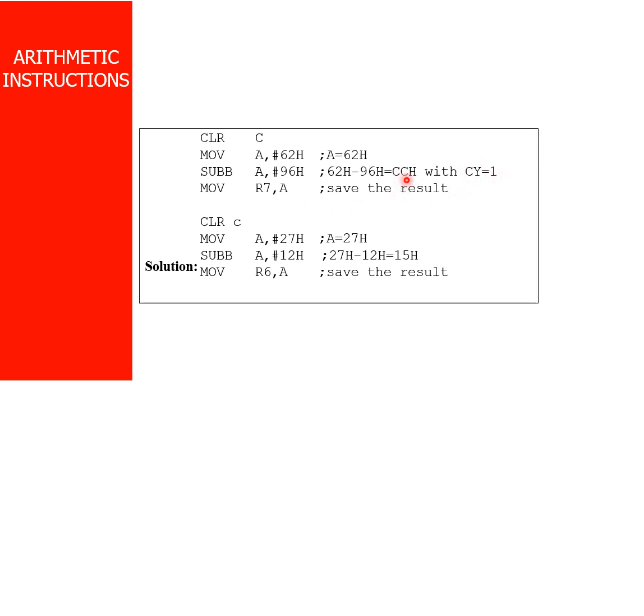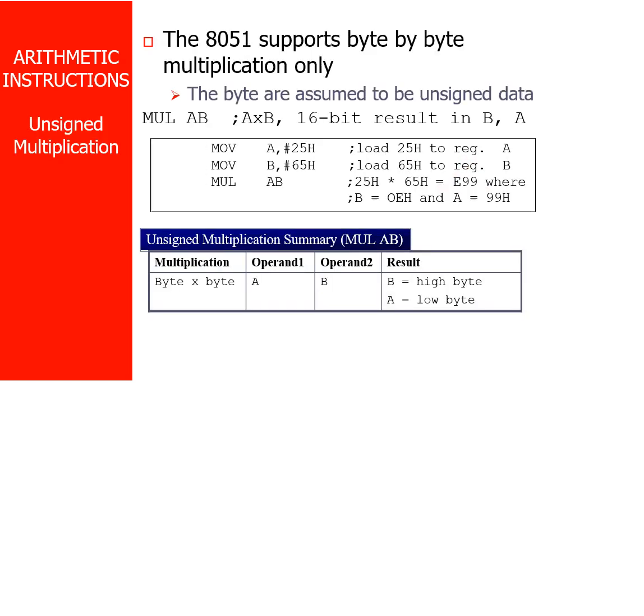Why is accumulator CCH? 96 minus 62, you will get a number. 2's complement of that number is CCH. So that is subtraction. Multiplication means A is 25, B is 65. MUL AB means B will have the higher byte and A will have the lower byte. For example, 25 and 65, when you multiply, you will get E99.